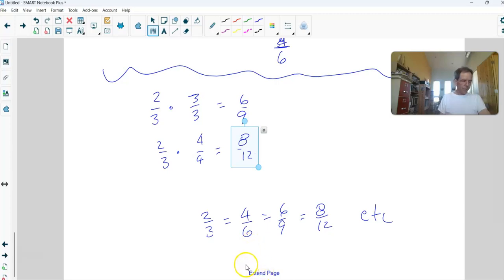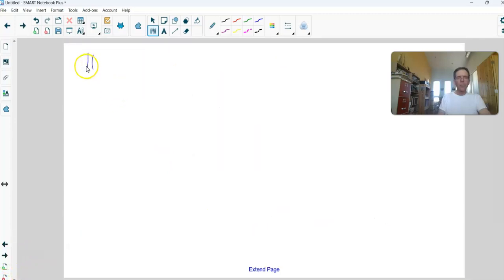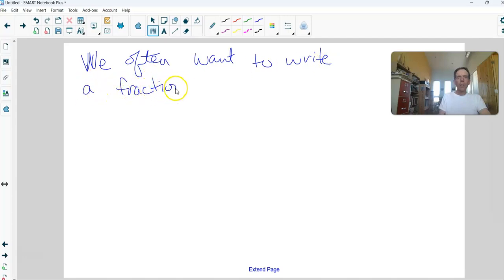Okay, where are we headed with this? We may want to choose to write a particular fraction with a denominator that we want. So we choose the denominator and we want to know, how do I write this fraction with this new denominator? It's super easy. So let's just say we often want to write a given fraction with a chosen denominator.